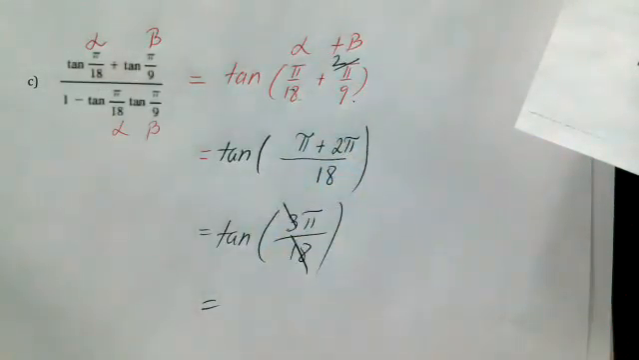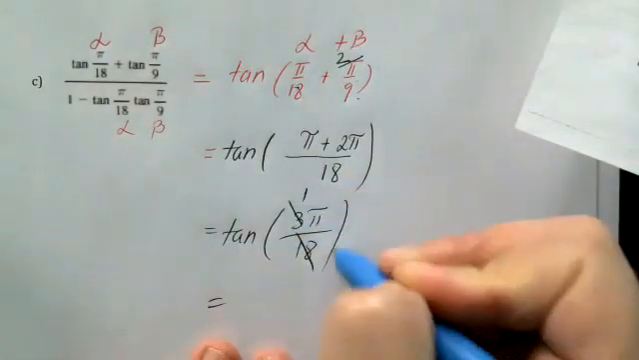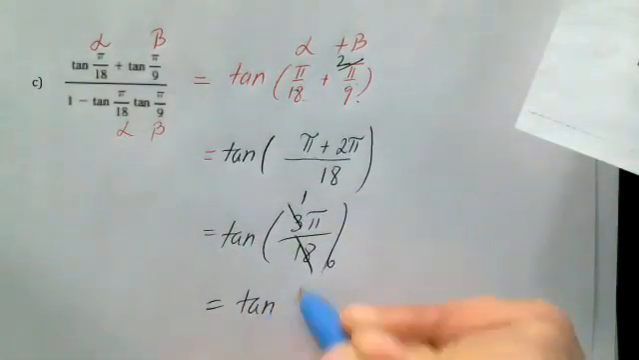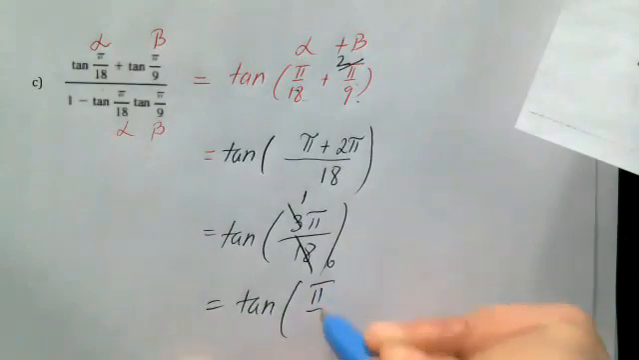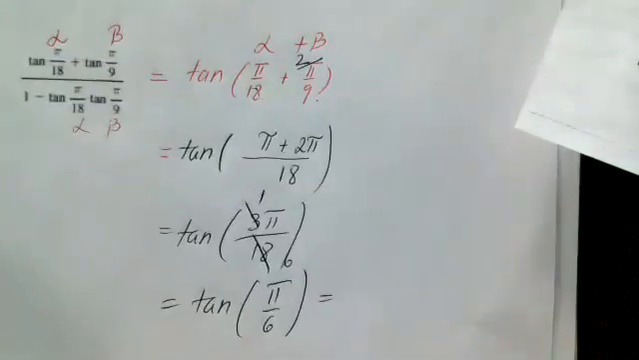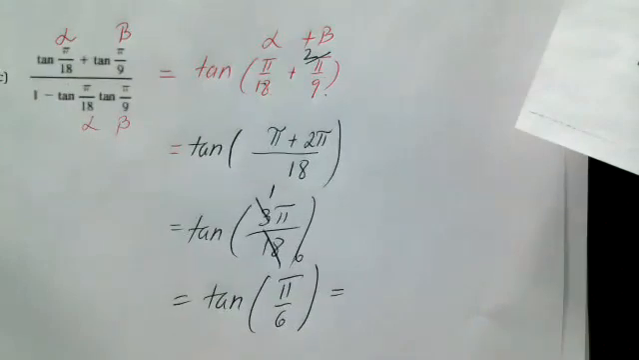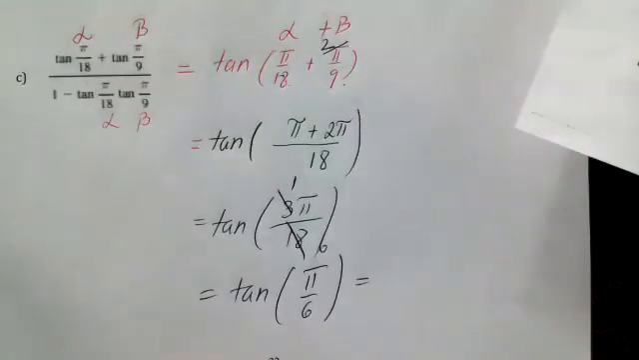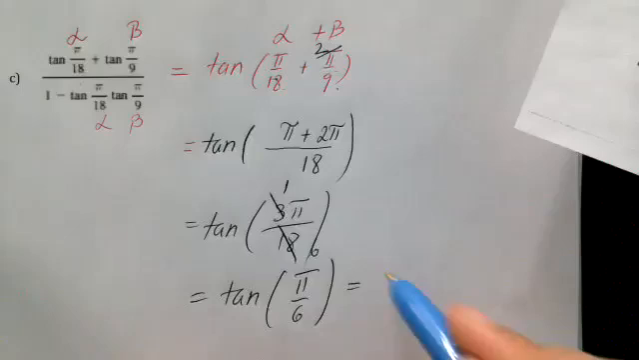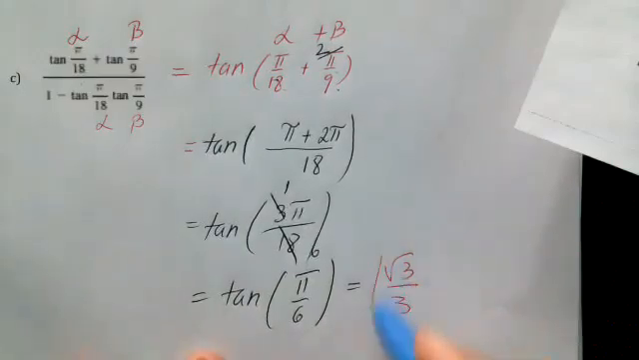We can cancel 3 and 18, 1 and 6. So that takes us to tangent of pi over 6, which gives us what value? Root 3 over 3.